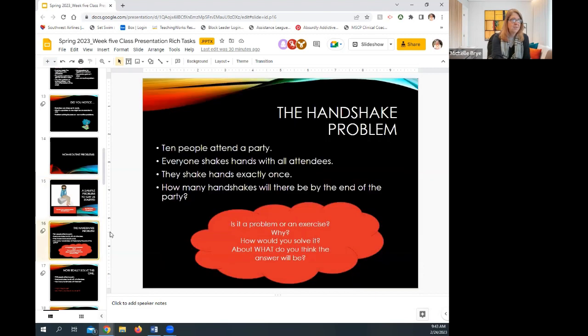Okay. So it's the handshake problem. 10 people attend a party. Everyone shakes hands with all attendees. They shake hands exactly once. How many handshakes will there be by the end of the party? And clearly this party was before COVID, so nobody's transferring any germs. So think about that. Is it a problem or an exercise in your mind, and why? How would you solve it? About what do you think the answer would be? You don't have to have an exact answer, but what would be an estimate? I'm going to give you a minute to think about that.